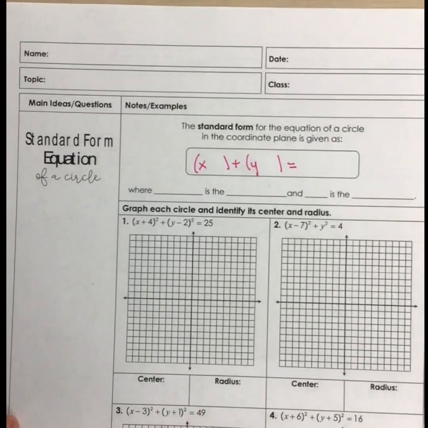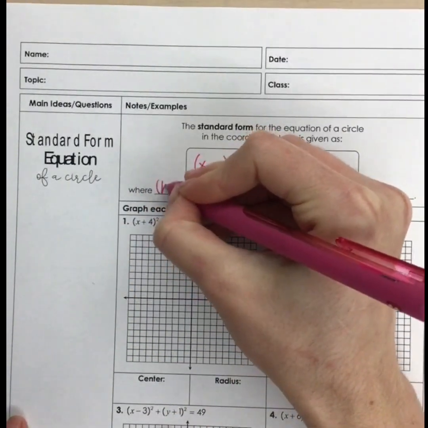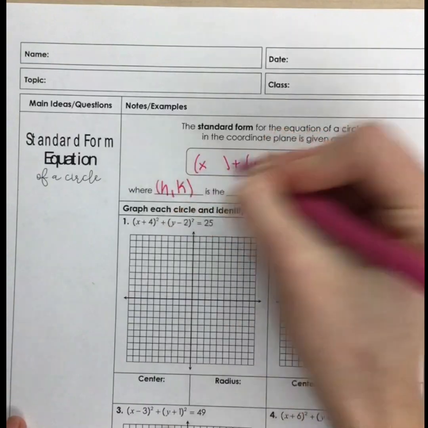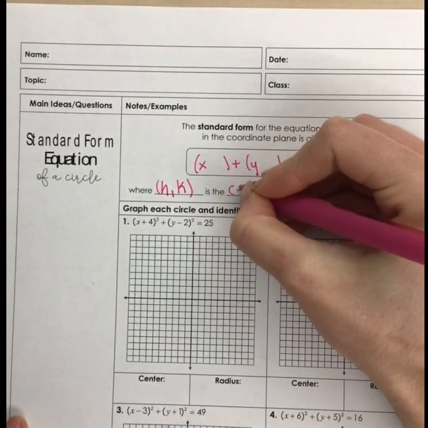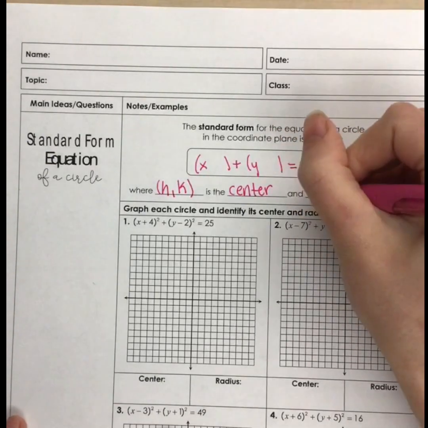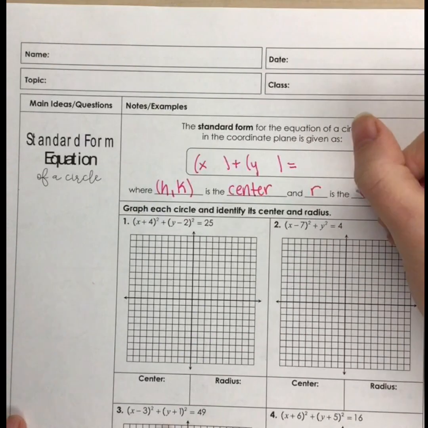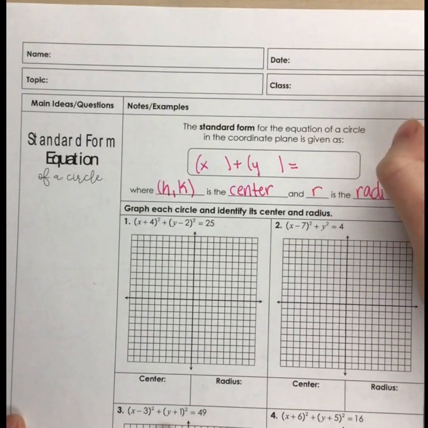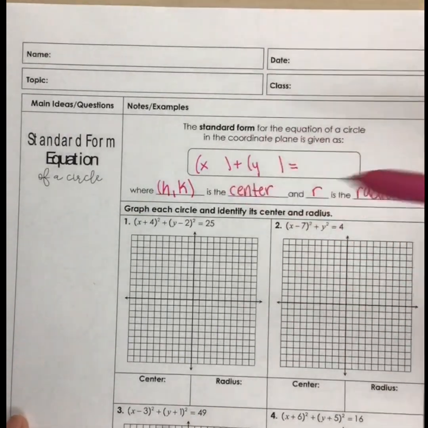For our circles, there is always going to be a center of our circle. And we're going to use the point (h, k). That is the center of our circle. And the other thing important for our circles is the measure of the radius. So we have our r, which is the radius. So h, k, and r all need to go in here.